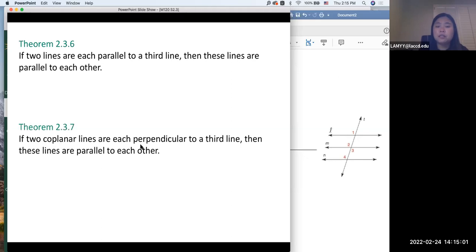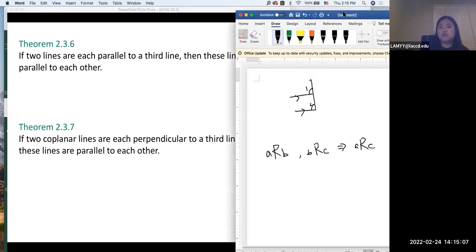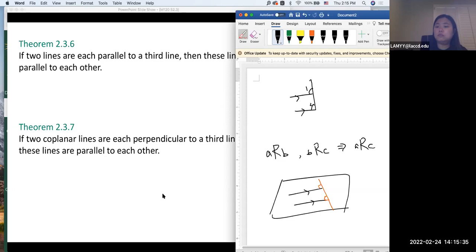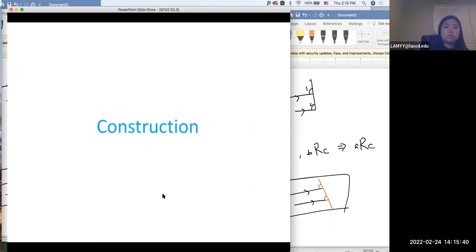If two coplanar lines are each perpendicular to a third line, then these two lines are parallel to each other. Just think about it. If I have a plane, and I have two lines here, and these two lines are perpendicular to the third line, this is the third line here, then that means these two lines are parallel. It makes sense, right? Okay, that's it.